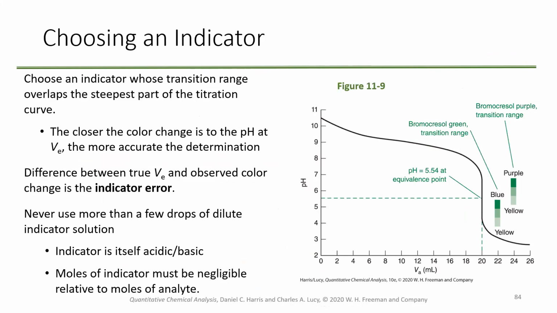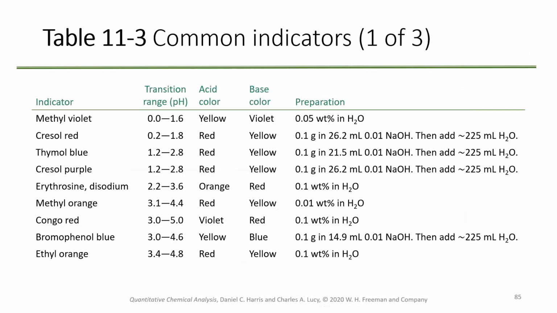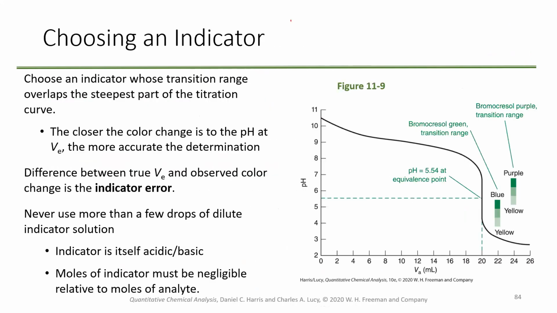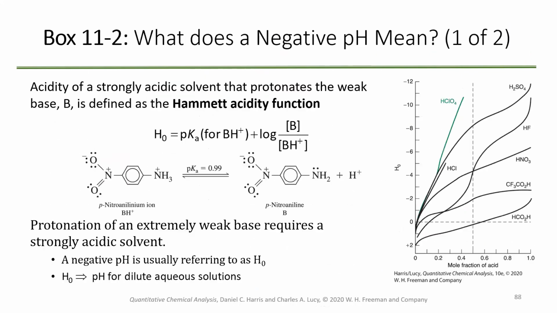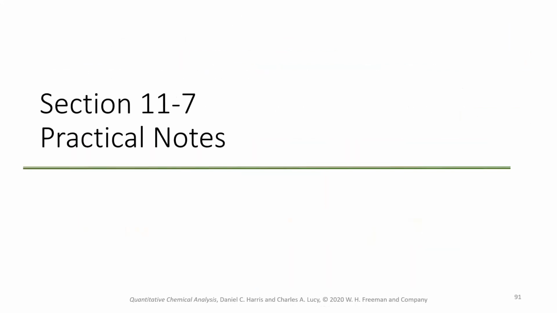I would give you a table of indicators. Your job would be to know which one to use. Be able to pick the right one. And we all know why not to eat the phenolphthalein.